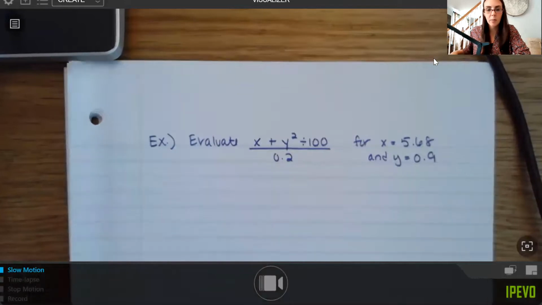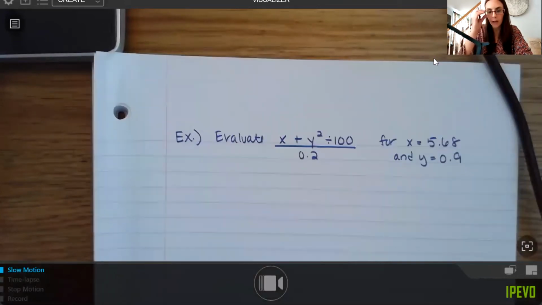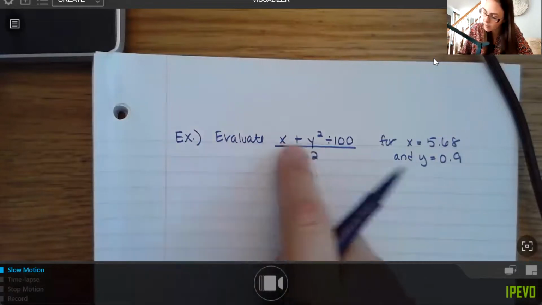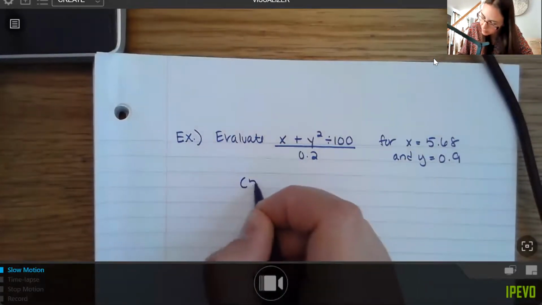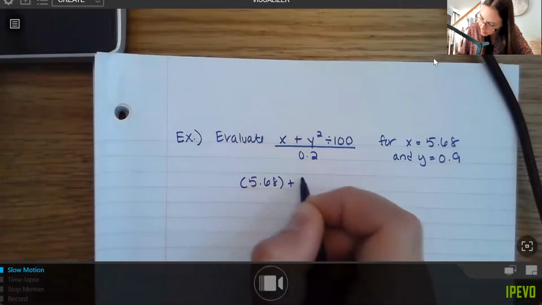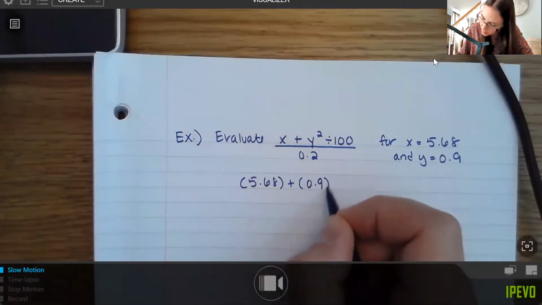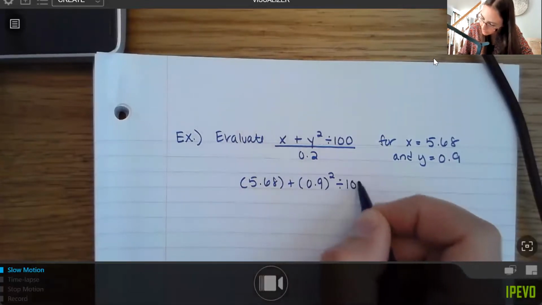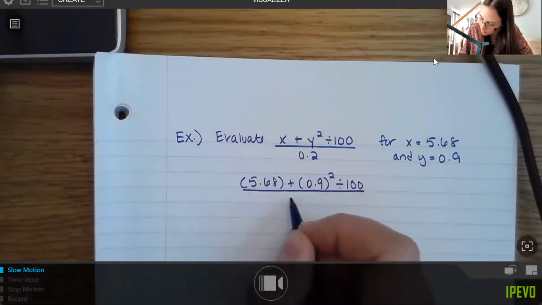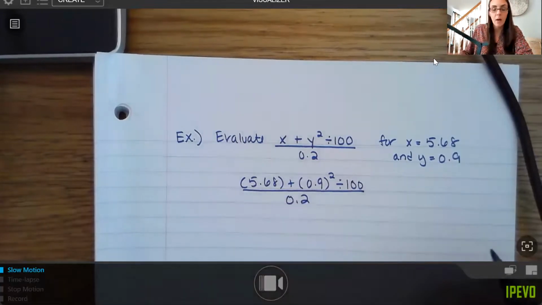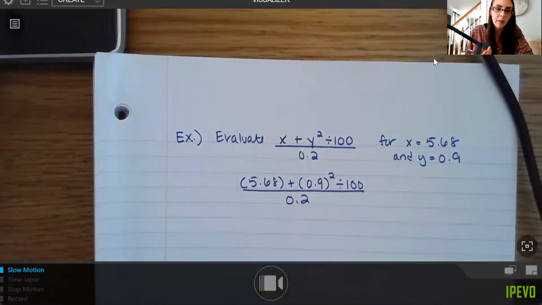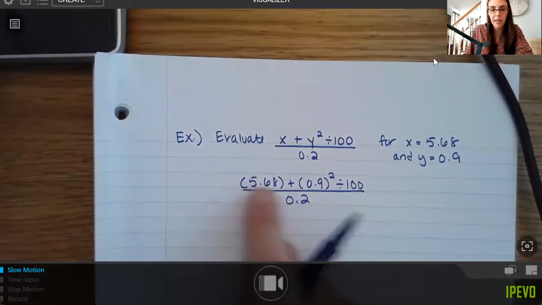All right, so let's do an expression here, and we're going to evaluate this expression for the given x and y value. So I'm going to start by just plugging in those x and y values. So I have 5 and 68 hundredths plus 0.9 or 9/10 squared divided by 100 over 0.2. Now, I use parentheses because it helps me when I evaluate, but there's nothing to do in the grouping step here. Remember that grouping step means inside parentheses. So these are just being used to clarify.